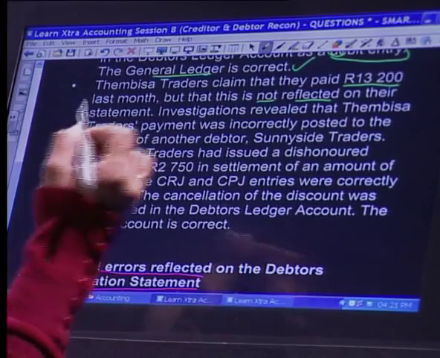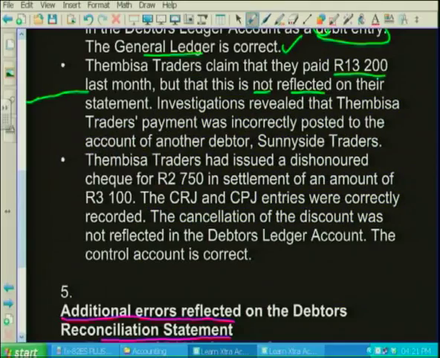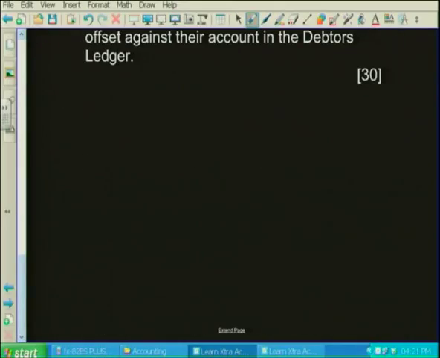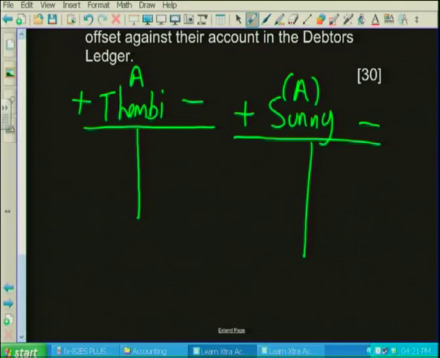Okay, right, so let's look at how we're going to fix this. Again, guys, what I want to do is draw two T accounts. So let's just extend the page a bit. Let's go to the bottom. All right, so let's make sure we understand again exactly what has happened. So we've got Tembisa Traders and we've got Sunnyside Traders. Both are assets to the business. Both are debtors. Okay, so we've got Tembisa that paid in 13,200, so we should have reduced Tembisa Traders with 13,200, but we haven't done that. We instead went to Sunnyside's account and we reduced their balance by 13,200.